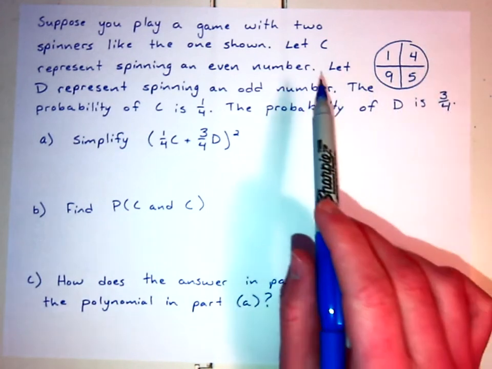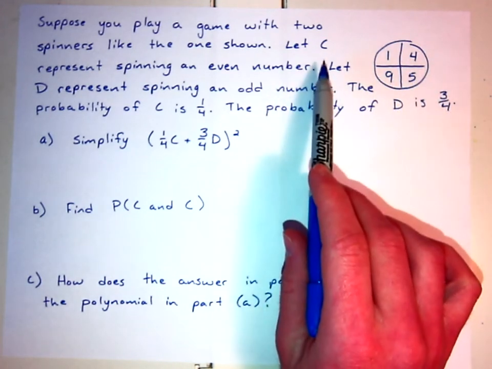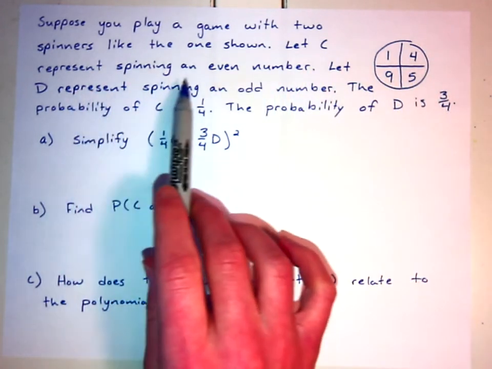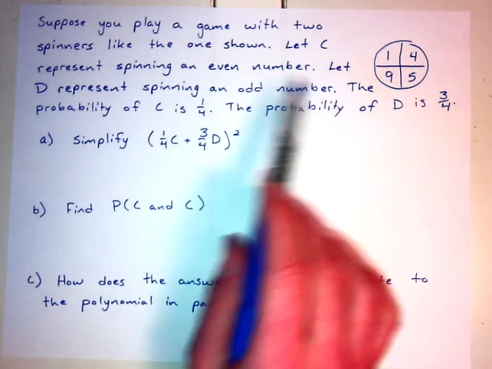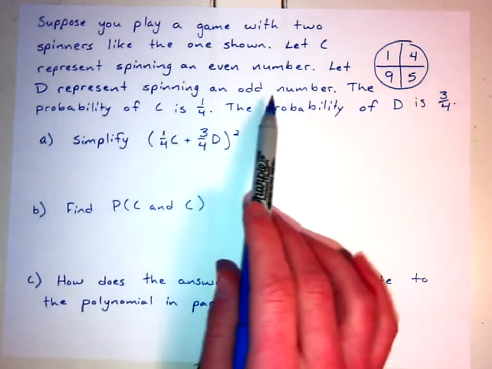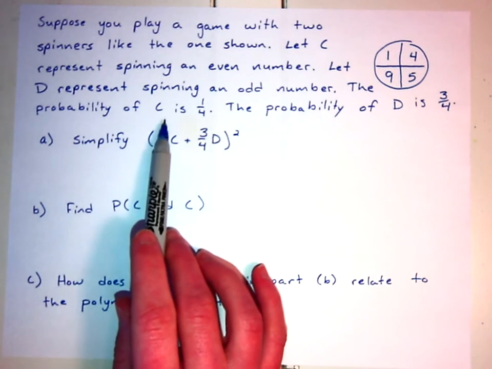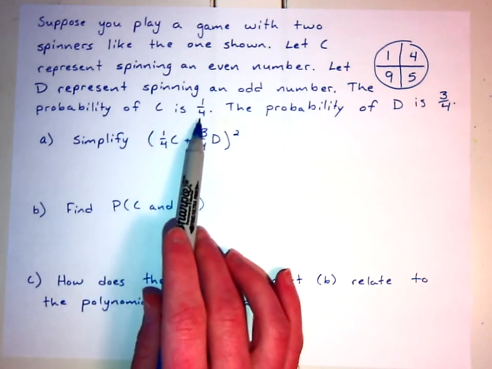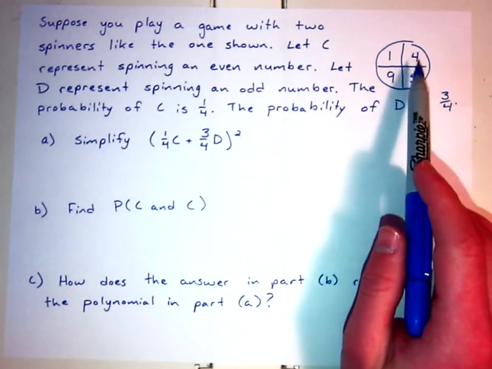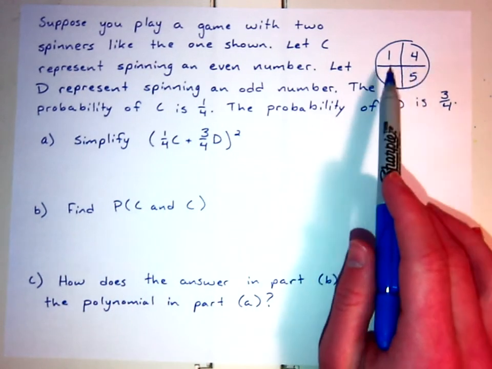It's defining a variables: let C represent spinning an even number. Let D represent spinning an odd number. The probability of C, which is spinning an even number, is 1/4. That's because we have one even number, and there are four possible outcomes.